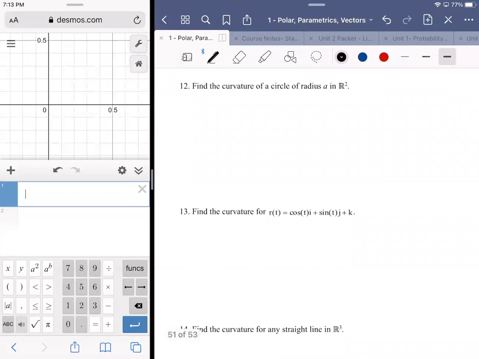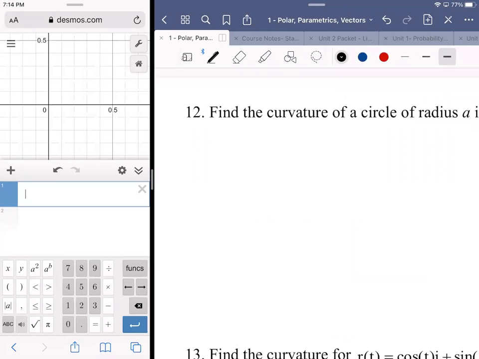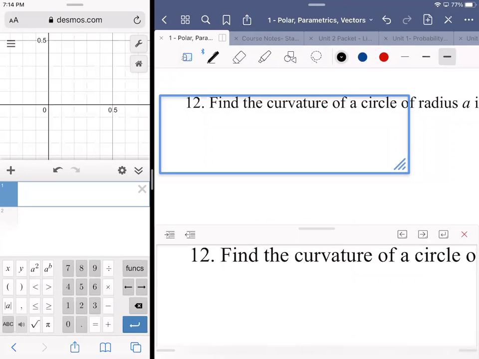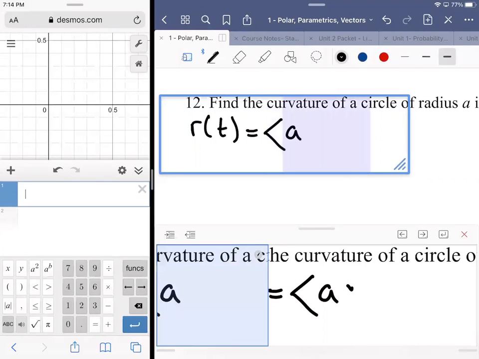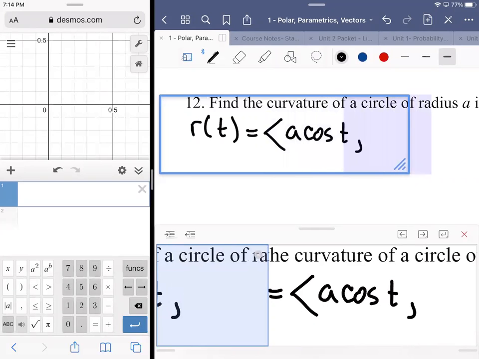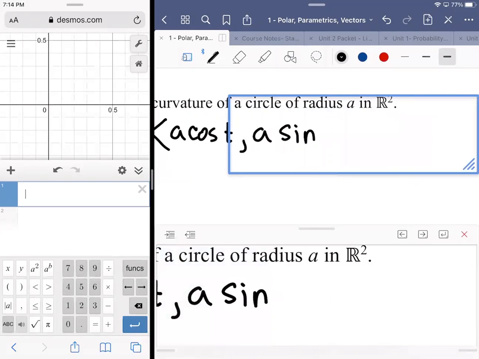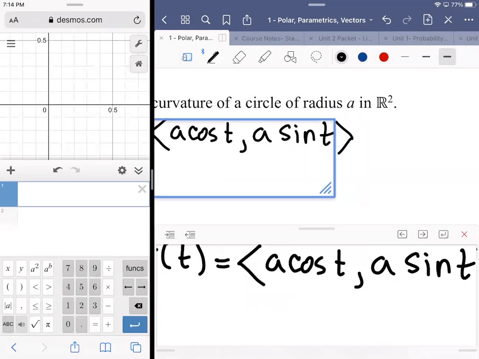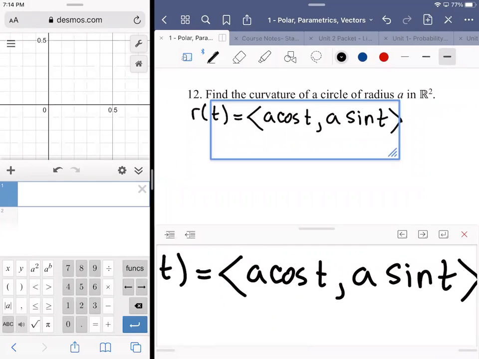So let's go to the problem on the next page, number 12, which supports what I'm talking about. Curvature of a circle with radius a in R2. So r of t would be equal to a cosine t, a sine t. And if we do this right, we'll come up with a relationship that'll tell us the curviness number, the bendiness number, the curvature, for any circle. Because all you'd have to do is come up with a radius and you'd be good to go.